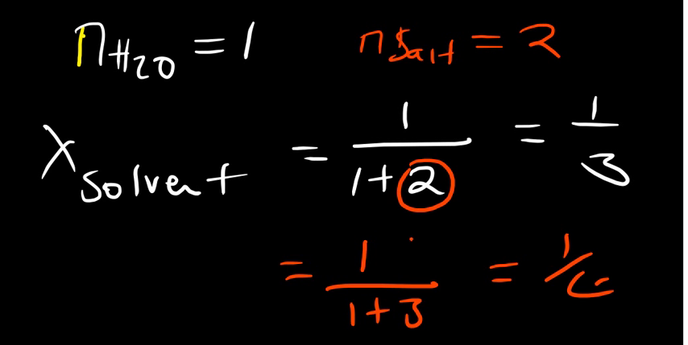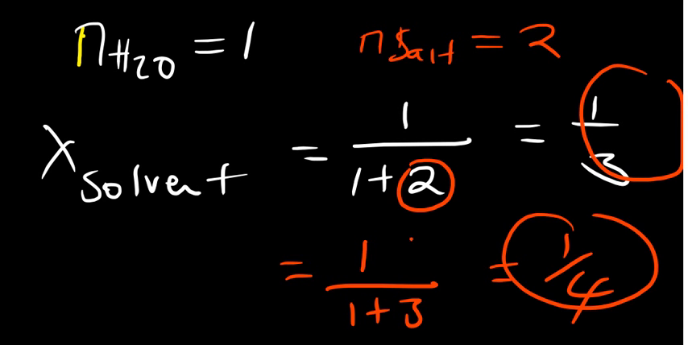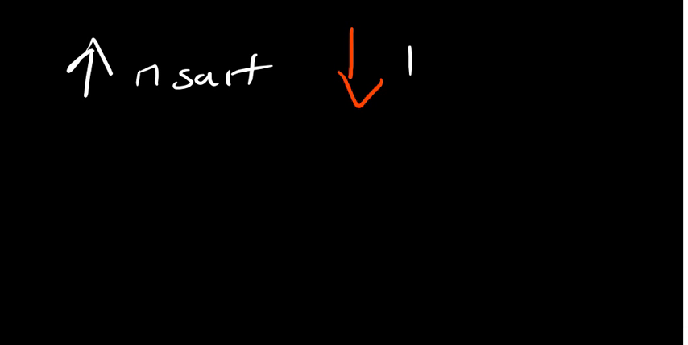So now the question is, which one is bigger between 1 over 3 and 1 over 4? The bigger value there is 1 over 3. Meaning that increasing the concentration of the solute, or the number of moles of salt, is going to reduce the mole fraction of the solvent. This is going to reduce the vapor pressure of the solution. So the higher the concentration of the salt, the lower the vapor pressure of that solution.